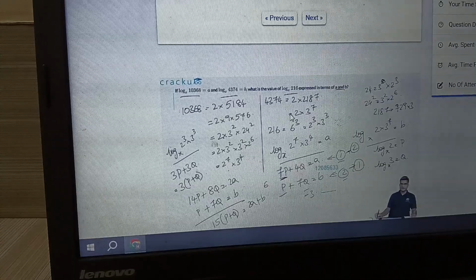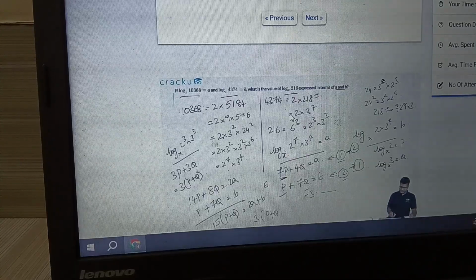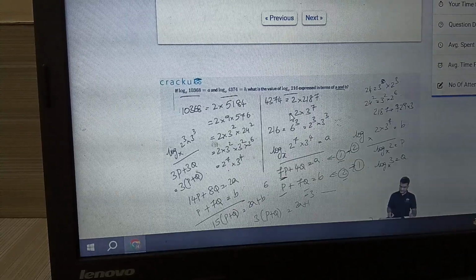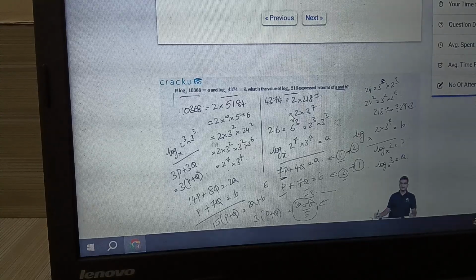Now all that you need to do is divide both sides by 5. So 3 times p plus q will be equal to 2a plus b divided by 5. So the required answer over here is 2a plus b divided by 5.